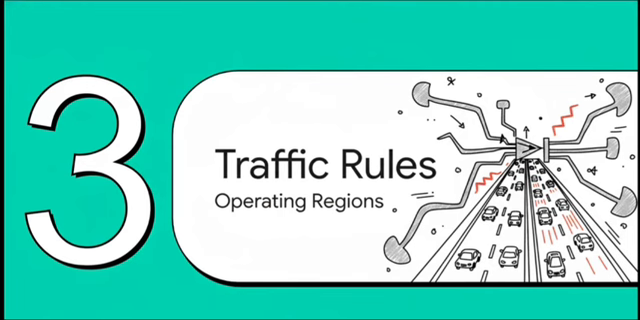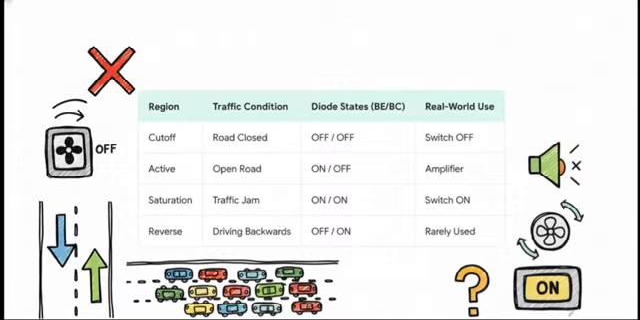Okay, but here's where it gets really cool. This model isn't just a one-trick pony. See, our highway can have different traffic conditions, right? Open roads, traffic jams, road closures. And depending on how we're using the transistor, the model actually morphs to describe each one of those states perfectly. And this table just lays it all out beautifully.